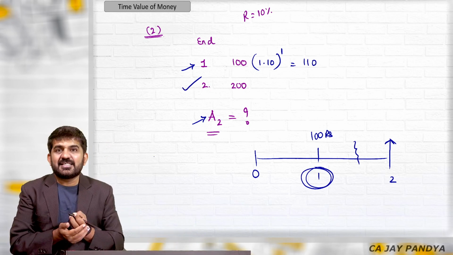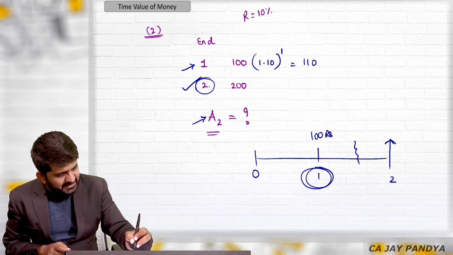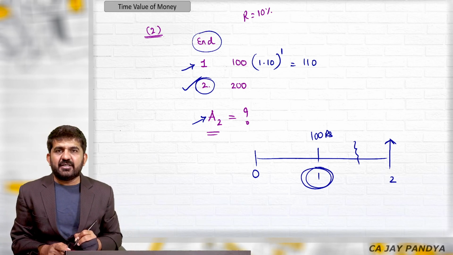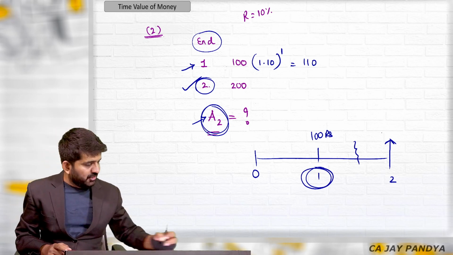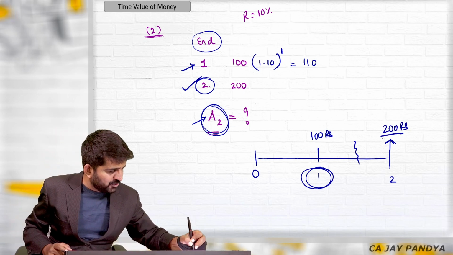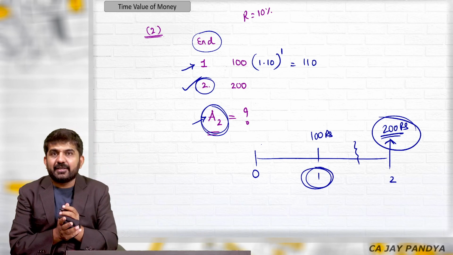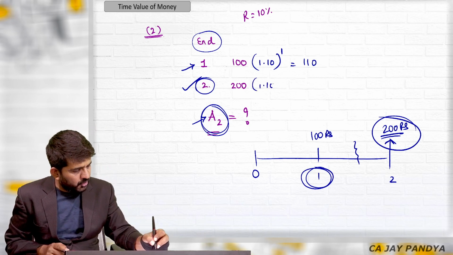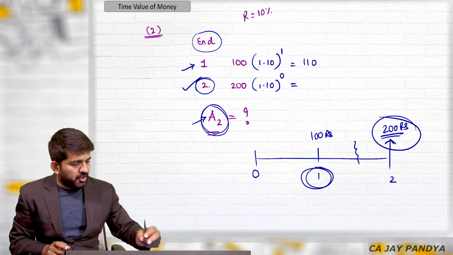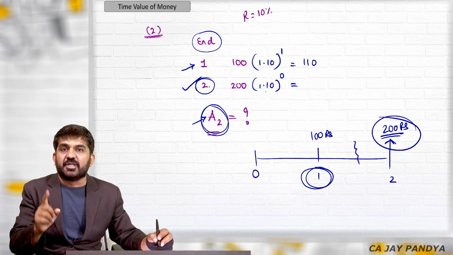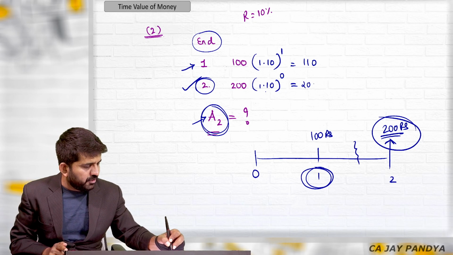For this, I am investing at the end of second year. I am withdrawing at the end of second year. So you are investing 200 rupees over here and withdrawing on the same date. You will not be getting any interest. So still the answer will not be 0. Anything raised to 0 is 1. 1 multiplied by 200 is 200.